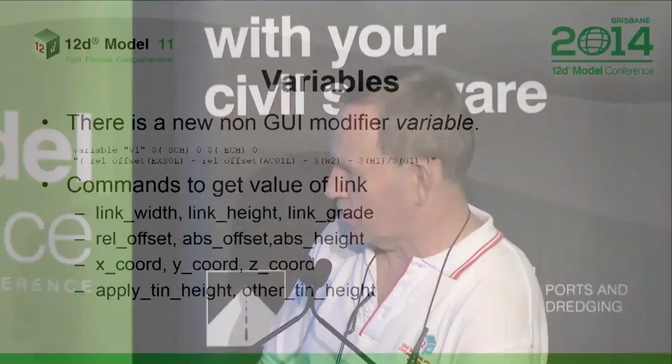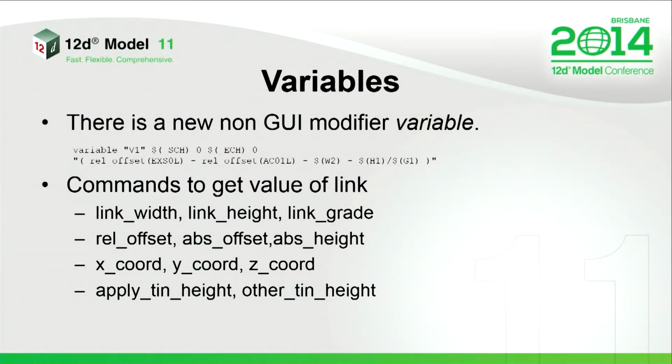Now, there's also a new GUI, non-GUI modifier called variable. Here you see I'm declaring a variable called V1. You'll notice I've got that EXSOL with this relative offset and AC with this relative offset. These are little commands that you can use to get the value of these links.